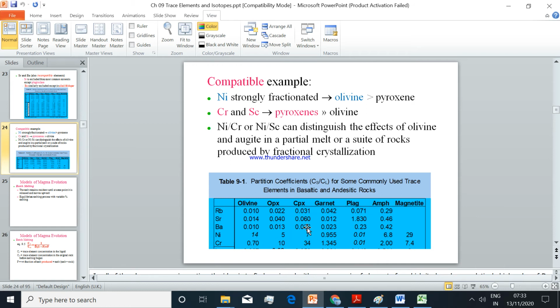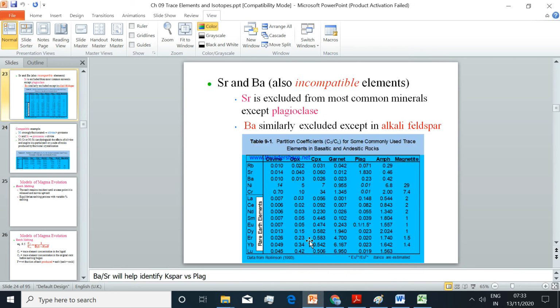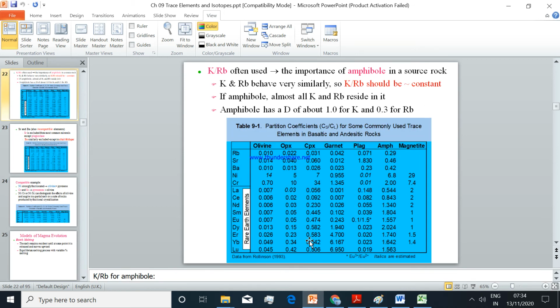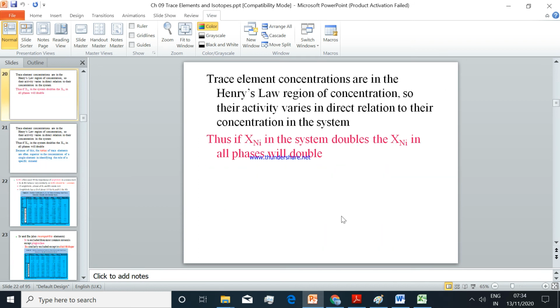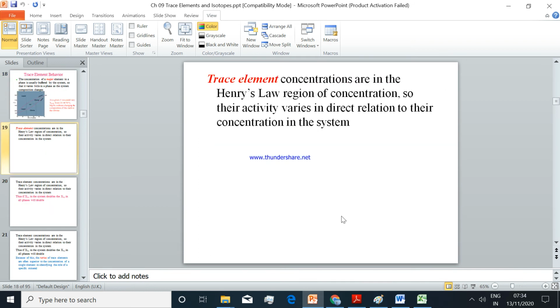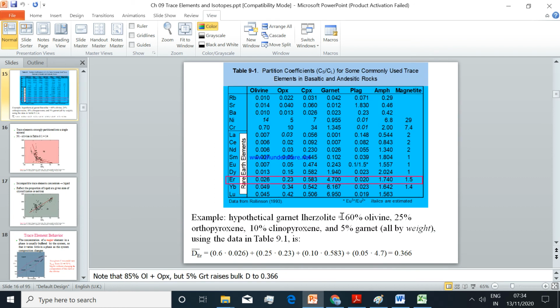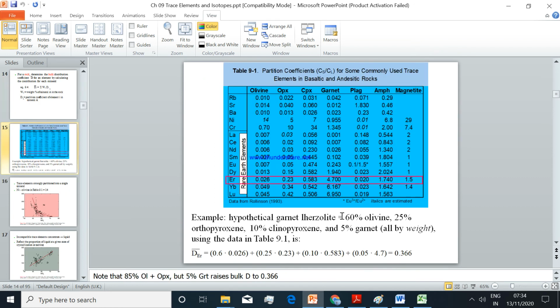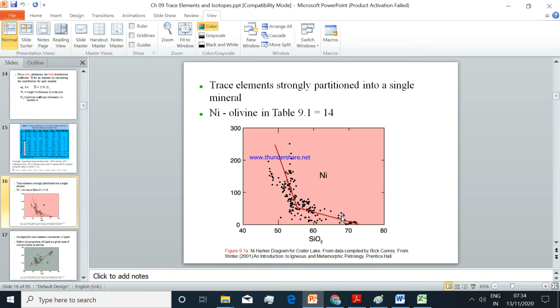Chromium tries to separate itself in clinopyroxene. So these are the states of the different types of trace elements. Barium tries to reside in the alkali feldspar structure. So that's how the fractionation curves or diagrams can help us understand where these minerals crystallized.